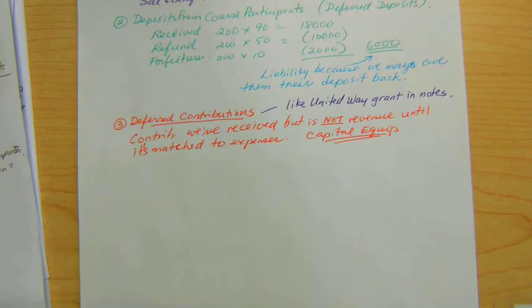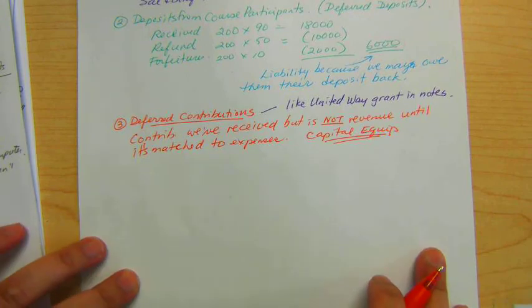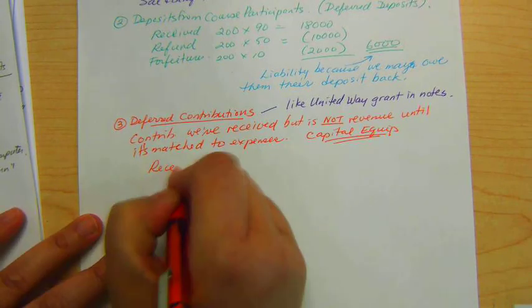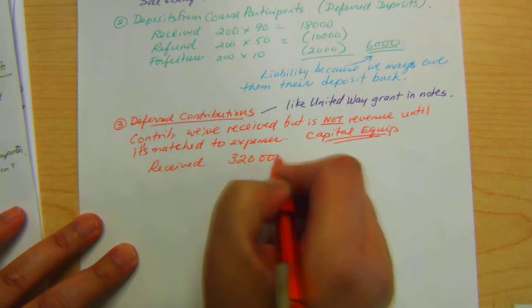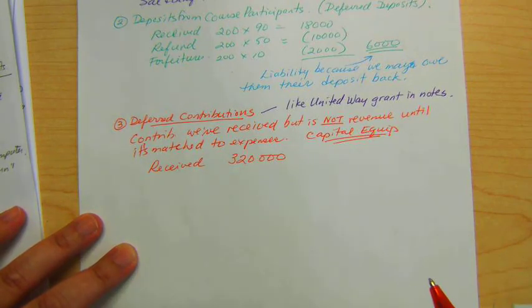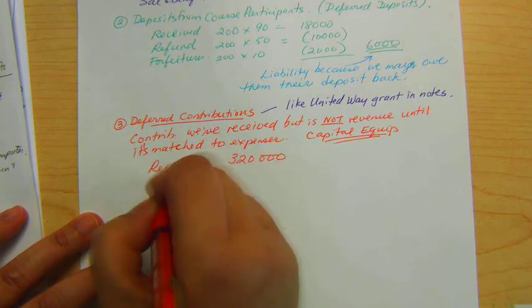So we don't consider our revenue earned until we use the equipment in this case. We received $320,000. And what have we already put away to revenue? The $80,000, which was the amortization expense.